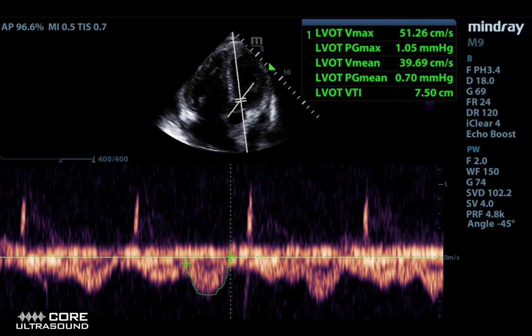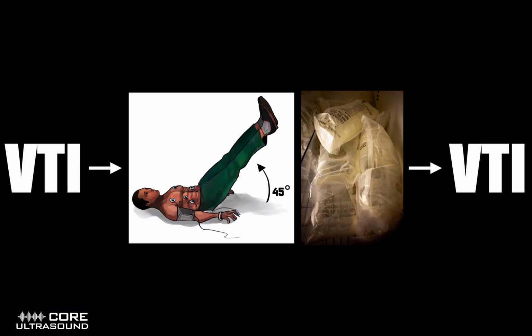For the most part, when we are performing a VTI is to see if the patient is volume responsive. So what we'll do is get a baseline VTI, do something, so either a passive leg raise or give a fluid bolus, and then recheck the VTI. If the VTI between the interventions increases by 15 to 20%, your patient is volume responsive and you can give them more fluids.